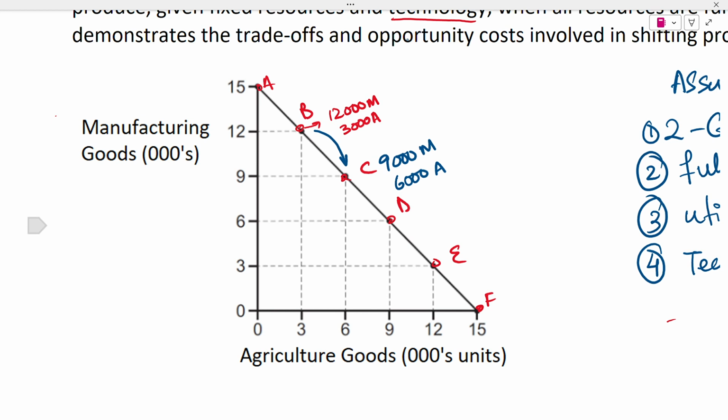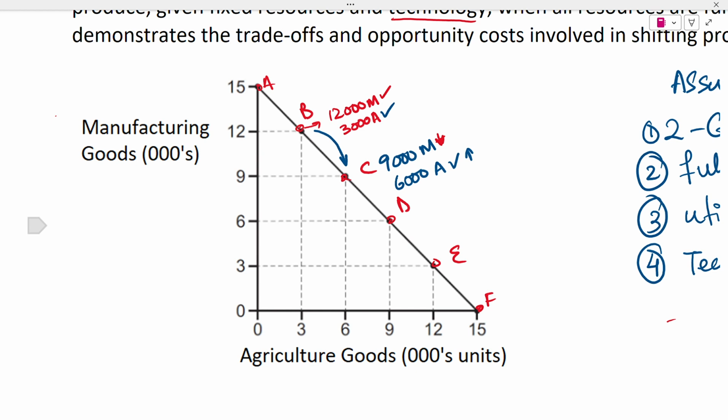Now, even though the output of agricultural goods has increased, in order to increase that agricultural output, we have to give up some units of manufacturing goods, right? So in order to get something, we have to forgo something. That is how the PPC shows the concept of opportunity cost.